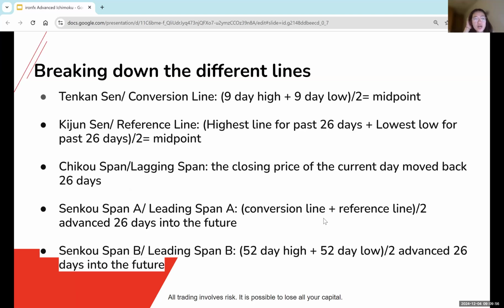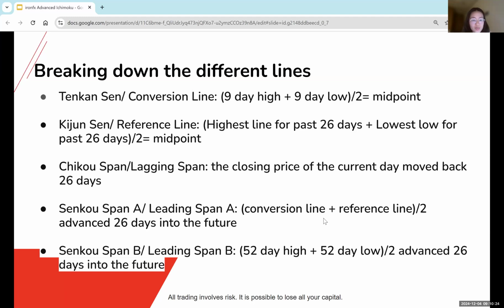So just some calculations if you're curious. The Tenkan, or the conversion line, is calculated as the 9-day high plus the 9-day low divided by 2, which gives us the midpoint. The Kijun Sen, or your reference line, is the highest high for the past 26 days plus the lowest low for the past 26 days divided by 2. So it gives you the midpoint as well.